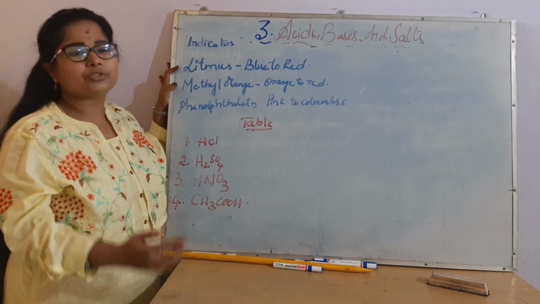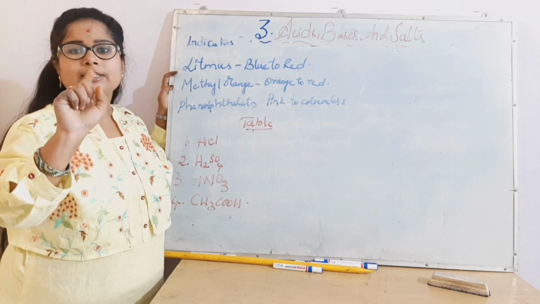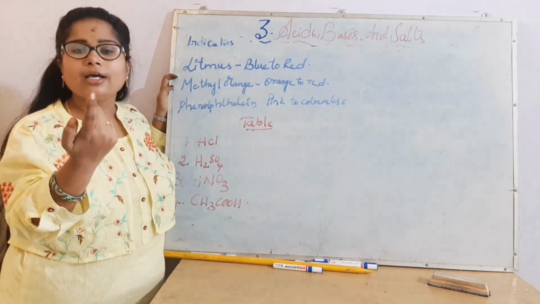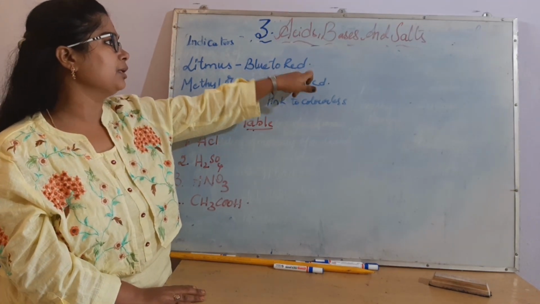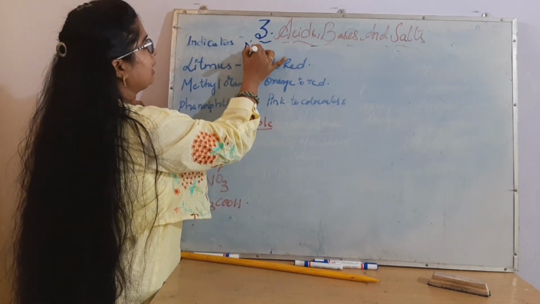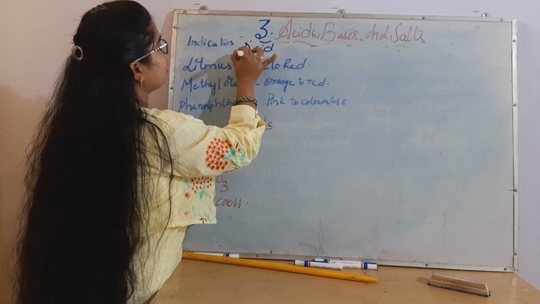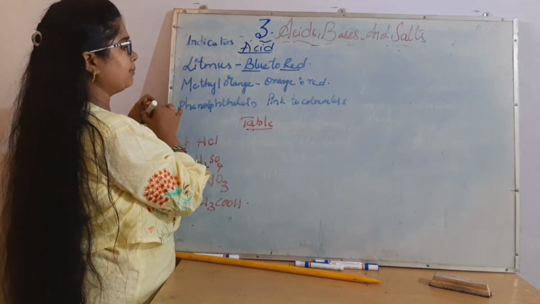Litmus paper is a strip of paper which you get from a lichen extract. When you immediately dip blue litmus in the acid, what happens? It turns into red litmus.